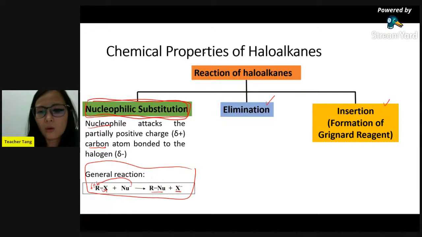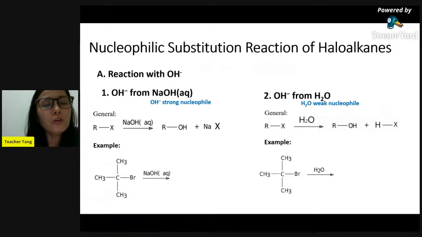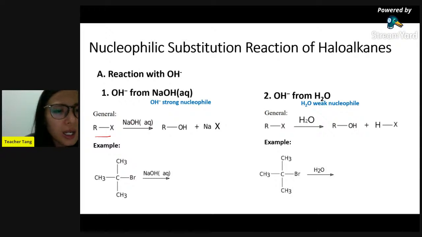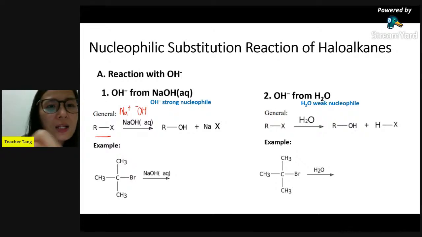Now we move on to look at the first nucleophilic substitution reaction. If your haloalkane reacts with NaOH, NaOH is an ionic compound, sodium ion and also hydroxide ion. Which one is your nucleophile? Remember, a nucleophile is electron rich.